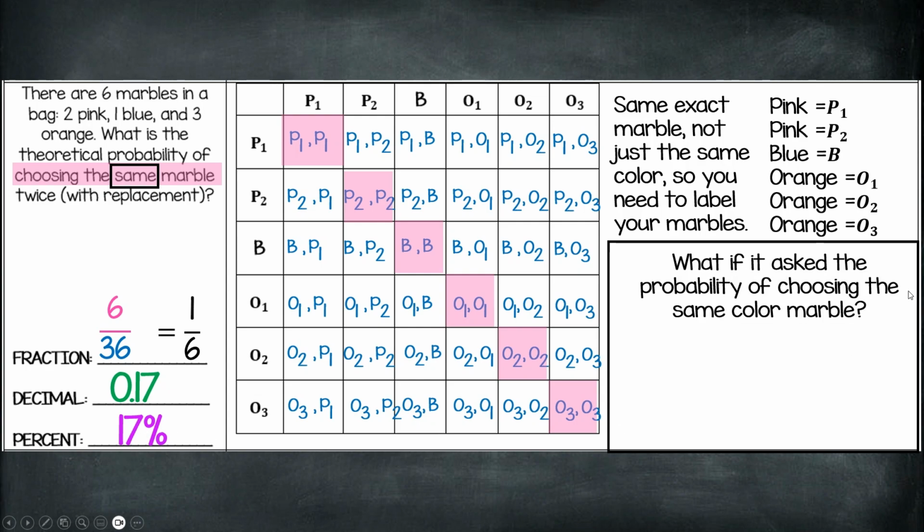Now, if I asked you what is the probability of choosing the same color, then we would actually have a much higher probability because we would be able to include the pink 2 in pink 1, or pink 1 in pink 2, orange 1 in orange 2, orange 1 in orange 3. So your probability drastically increases in that scenario. So be careful when you're doing your test or your fast, because if it asks you something about the same exact marble, that probability is going to be very different than just choosing the same color, because the same color is 14 out of 36 or 7 out of 18 as a fraction, or 0.388 as a decimal, or 39% would be your rounded percent. So just be careful and make sure you are reading the question.